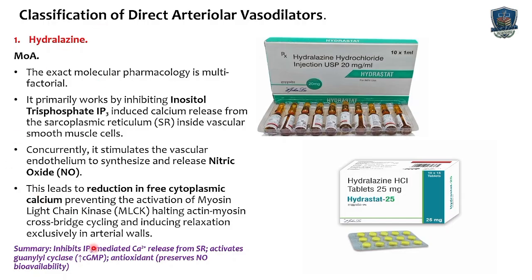So adenosine, number one, inhibits IP3 calcium release from the sarcoplasmic reticulum, and when this happens, it activates guanylyl cyclase. Also, it's a very good antioxidant. It preserves nitric oxide bioavailability. So these are some of the things. Number one, it promotes nitric oxide presence. It also goes against IP3.